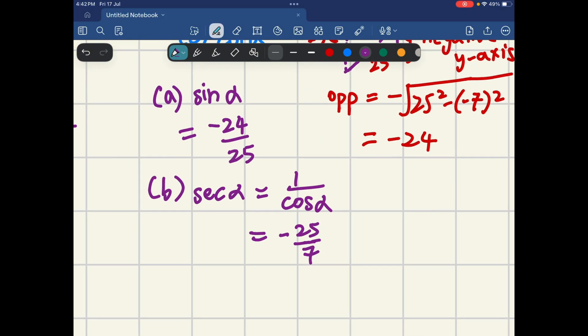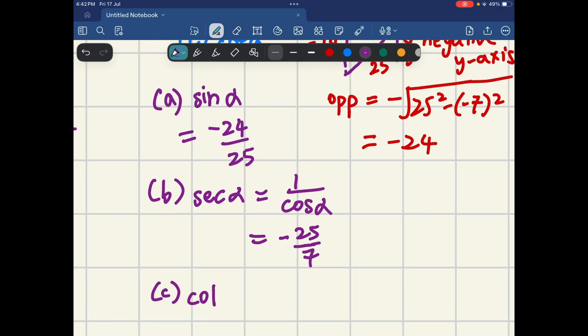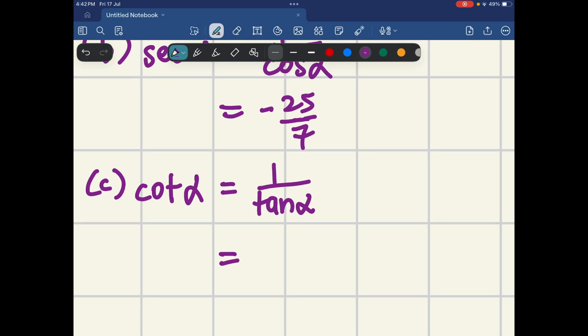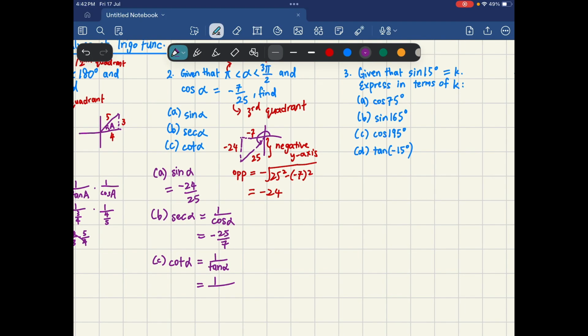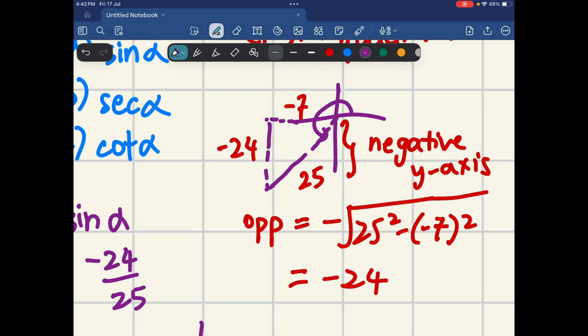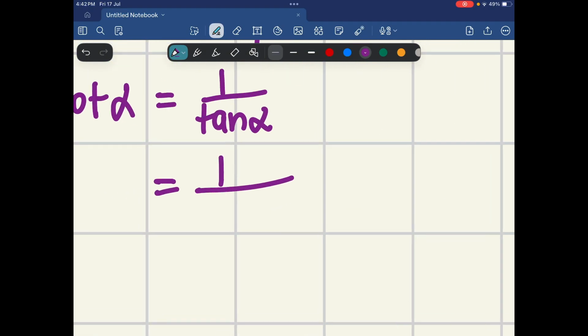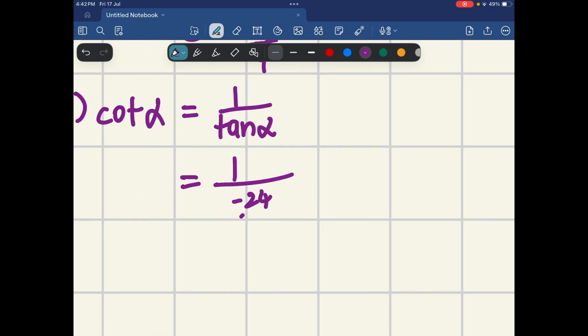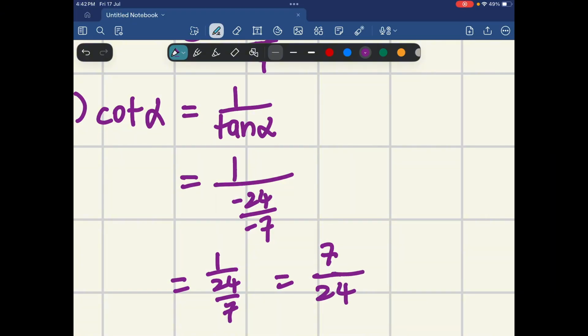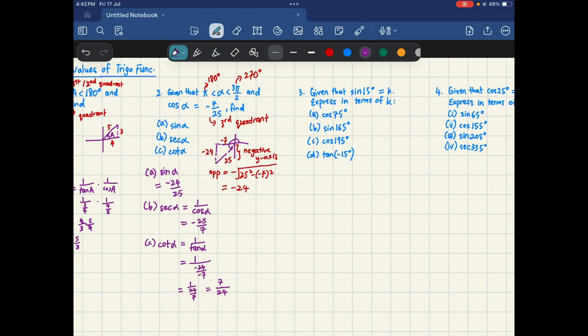And our last value, C, is cotangent. Cotangent alpha will be 1/tangent alpha. And your tangent is opposite over adjacent, so it'll be minus 24 over minus 7. So it's 1 over 24 over 7, and that will be 7 over 24. So that's how you do part C of question 2.